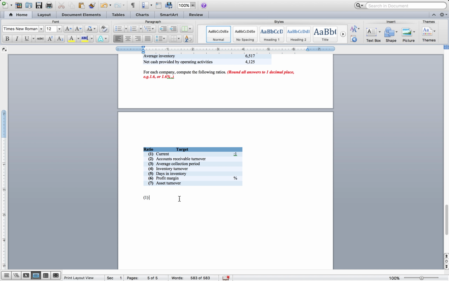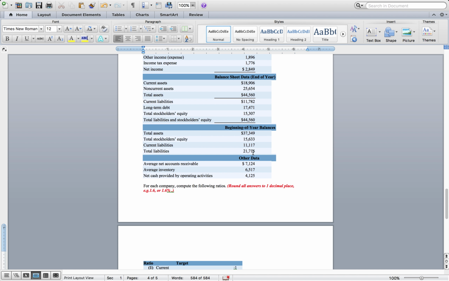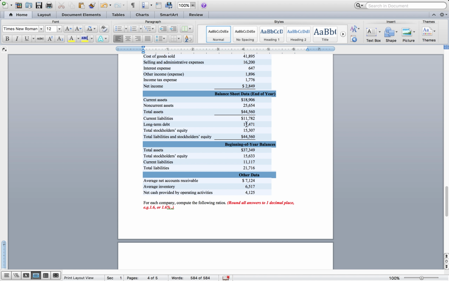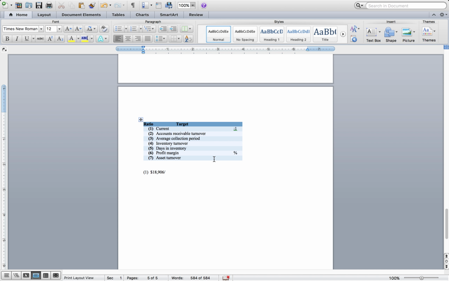So I'm going to take the $18,906 and divide by my current liabilities. So I go over here and find my current liabilities at the end of the year, $11,782. So take the $18,906 and divide by the $11,782. That'll give me a current ratio of 1.6. Now remember, current ratio means 1.6 to 1. That means for every $1 of current liability, you have $1.60 of current assets.